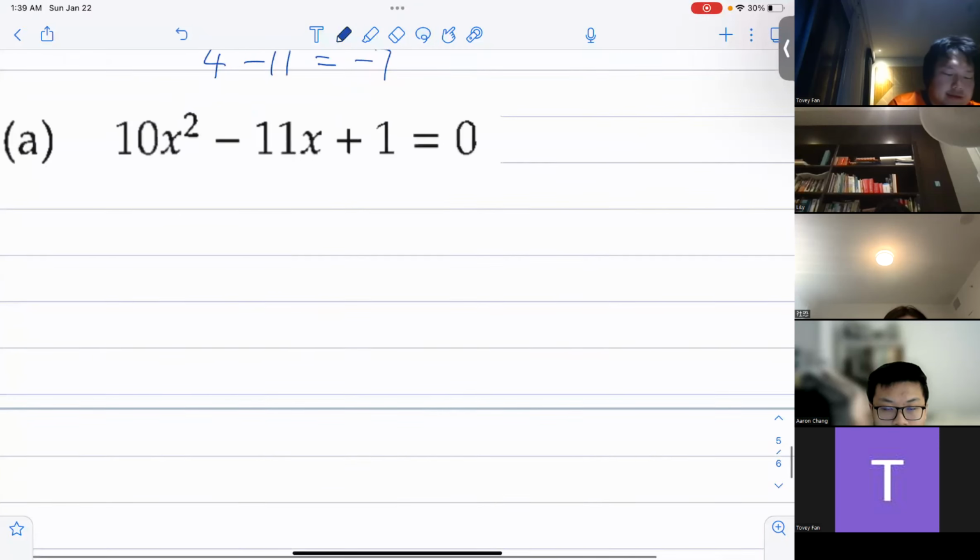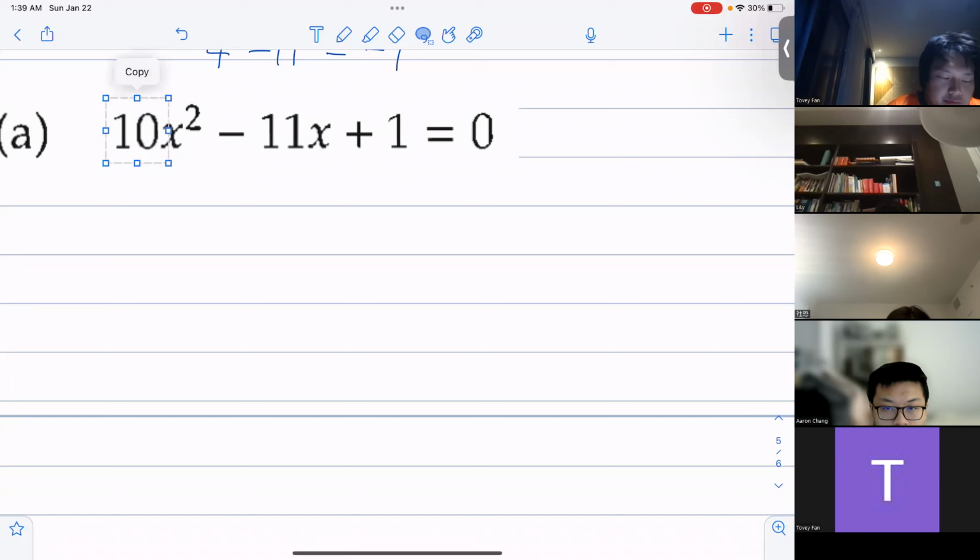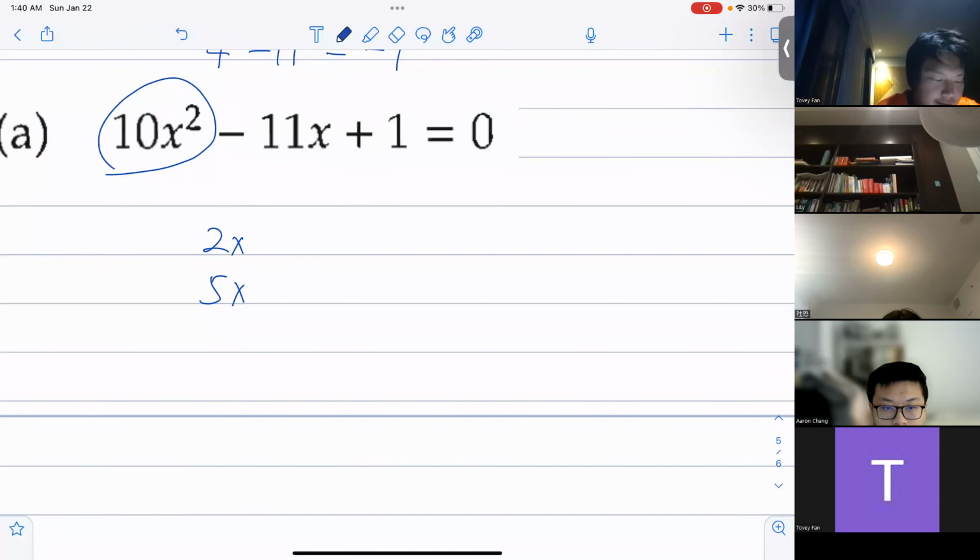Okay, so again, the first two numbers should multiply to be 10, right? Because that literally means that some x times some x is 10x squared. So you could do 2 and 5, or you can do 1 and 10. So that means you have to try, right? So let's try 2 and 5 first, okay? So 2 and 5 actually means 2x and 5x. So that's why you have 10x squared, okay? The last two terms should multiply to be 1. That means you can have 1 and 1 or negative 1 and negative 1, right?